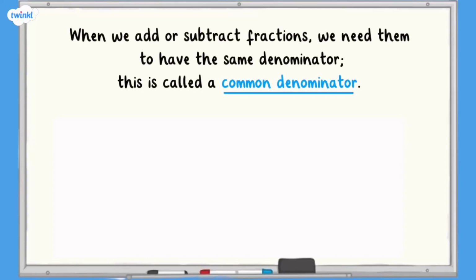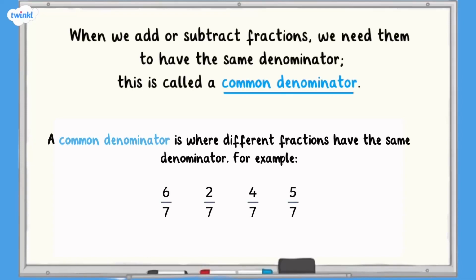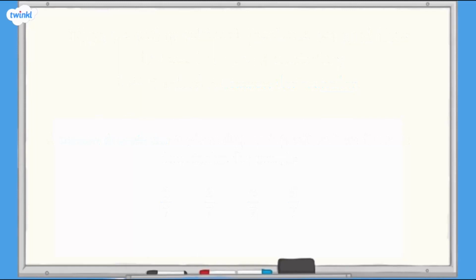When we add or subtract fractions, we need them to have the same denominator. This is called a common denominator. If the fractions we are adding or subtracting do not have the same denominator, we need to find a common denominator before we complete the calculation. Let's have a look at an example.